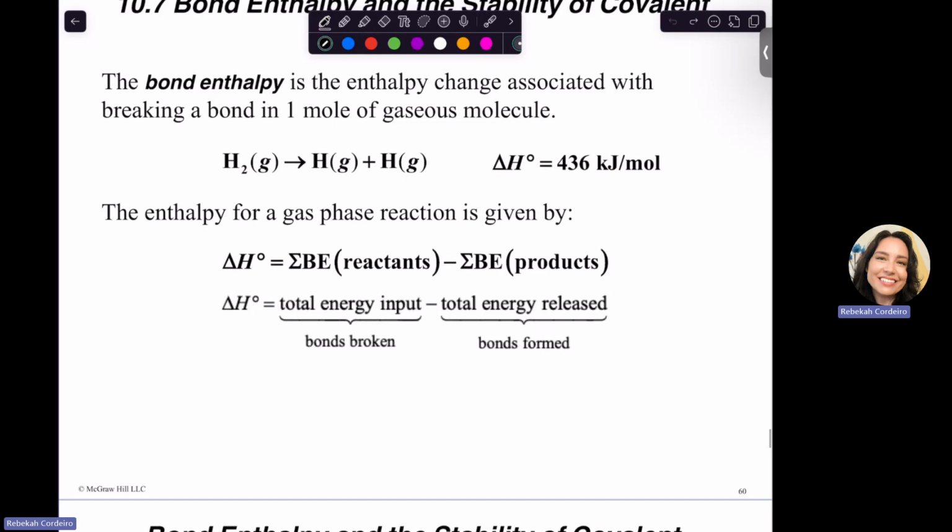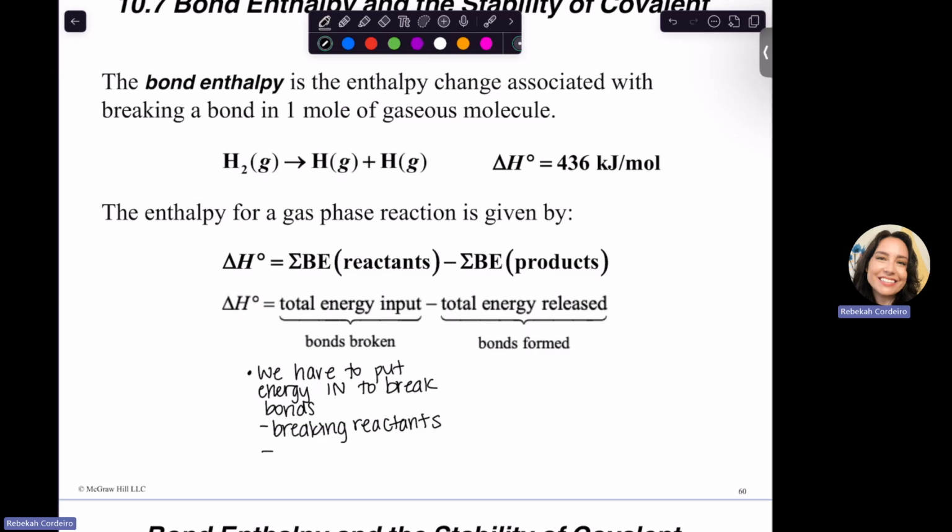Another way you can think about this, and this is what I'm going to show you, is you can use the formula if you want, or you can just think about it and not have to memorize the formula. We have to put energy in to break bonds. Which bonds are we breaking? We're breaking the reactants. So when we break the reactants, we have to put the energy in for the reactants.